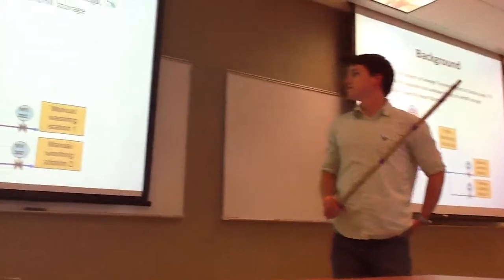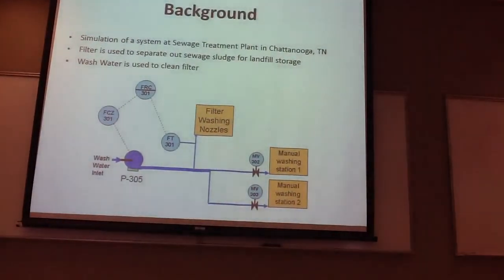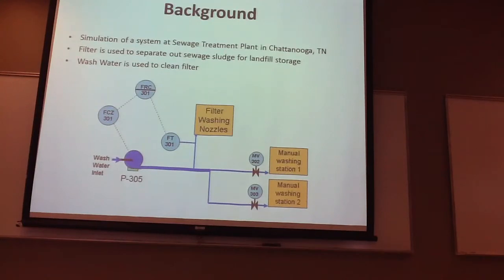Background: the system is a simulation of the sewage treatment plant in Chattanooga. It separates sludge from landfill storage. Wash water is used to clean the filter. For ours, both the valves are closed, so it just goes from the pump into the filter washing nozzles, and then outputs our data.